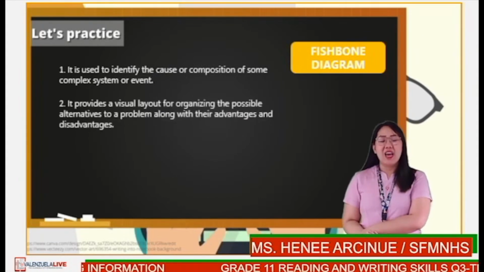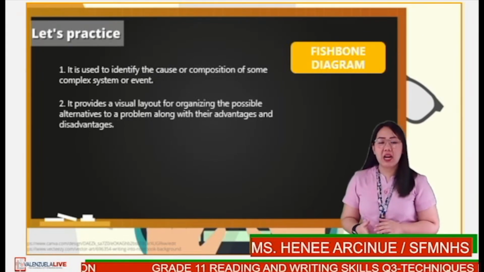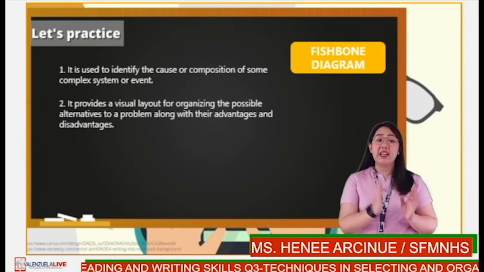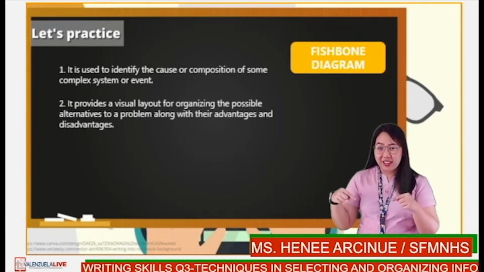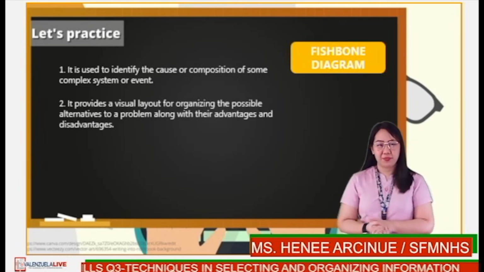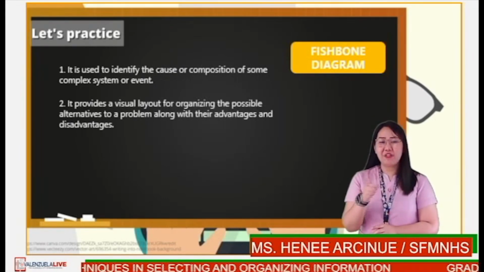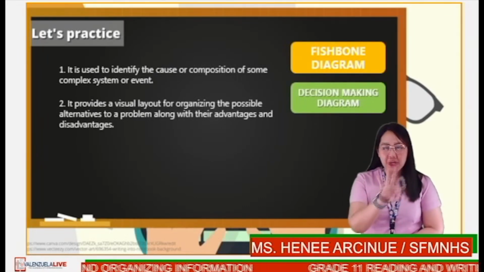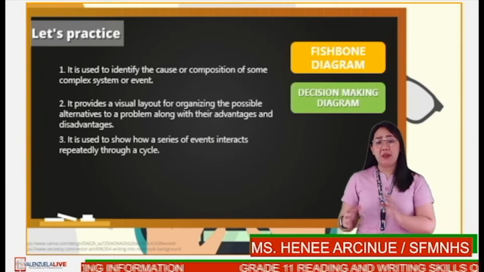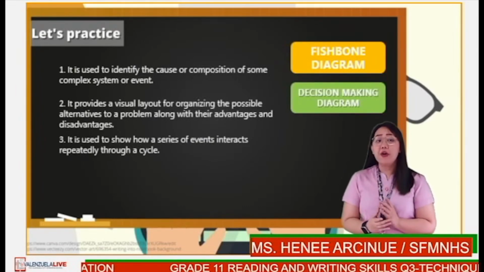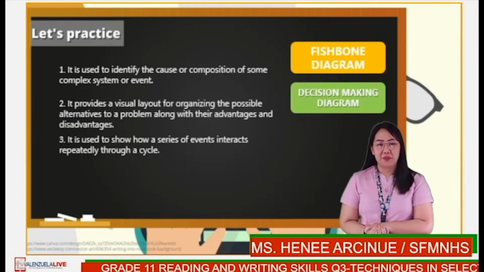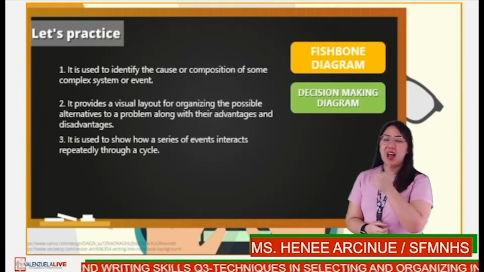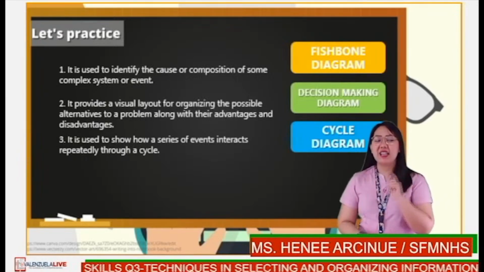Number 2. It provides a visual layout for organizing the possible alternatives to a problem along with their advantages and disadvantages. Comment your answers. Yes, very good. So the answer is decision-making diagram. Number 3. It is used to show how a series of events interacts repeatedly through a cycle. Alright, so the answer is cycle diagram.